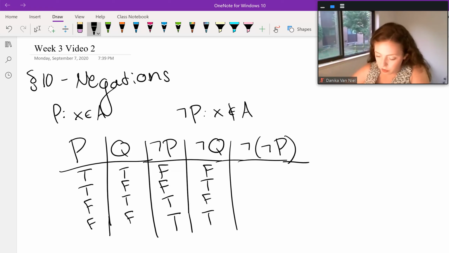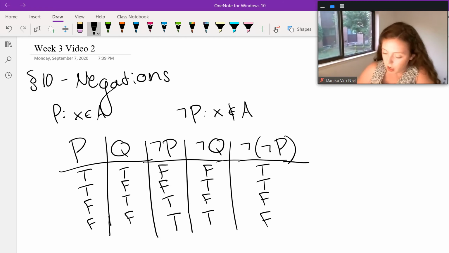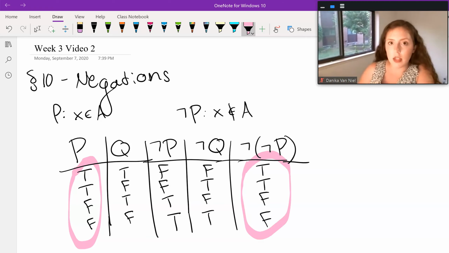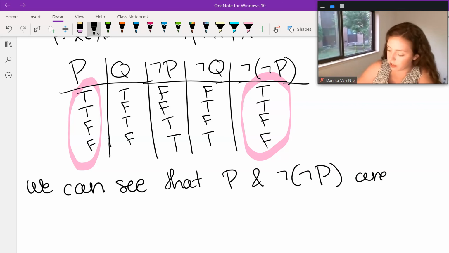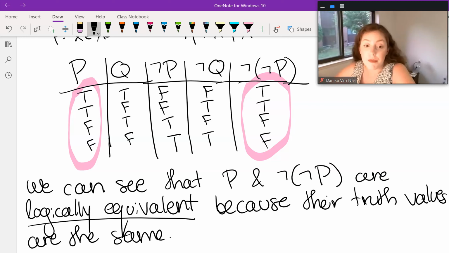So, well, we can just look at this column and see that we're going to flip-flop everything from there. So we have true, true, false, false. Oh, well, if I take a look at this and this, they're the same. So we can see that P and not not P are logically equivalent because their truth values are the same, or their truth tables are the same.